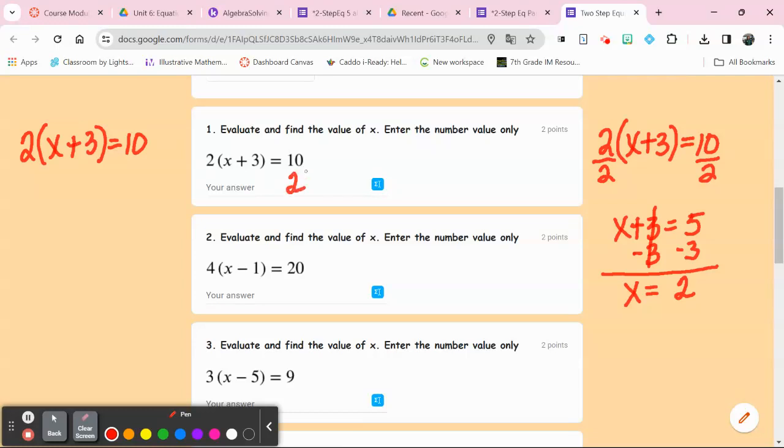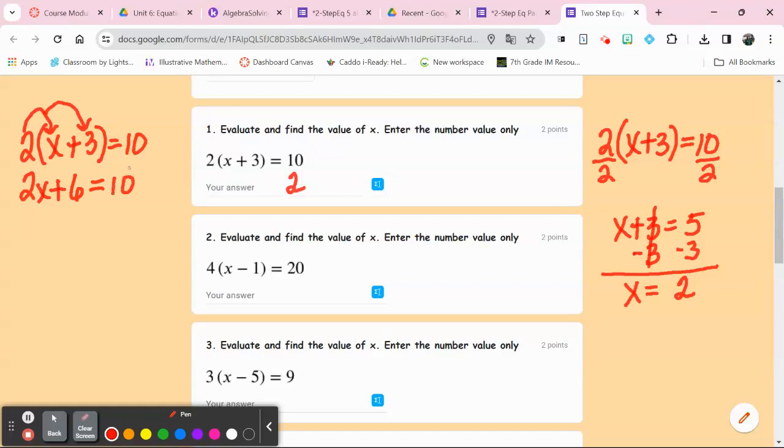Now let's look at distributing. Distributing means you'd multiply that 2 to everything in the group and rewrite your two-step equation. That would be 2 times 1x is 2x, plus 2 times 3 is 6, equals 10.